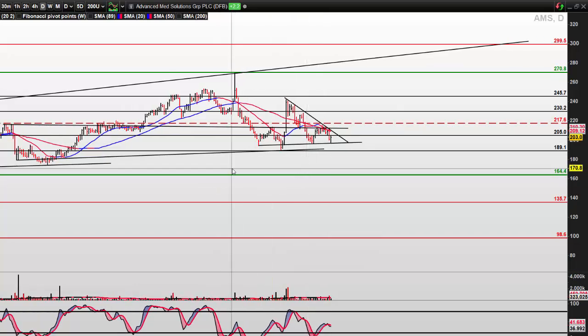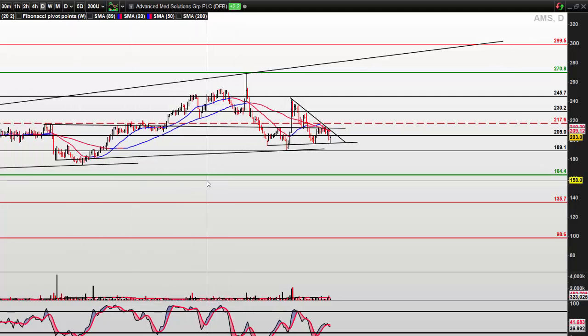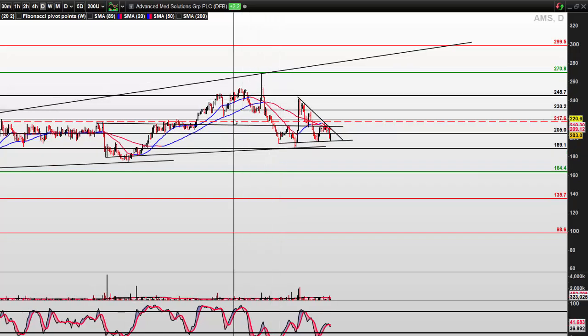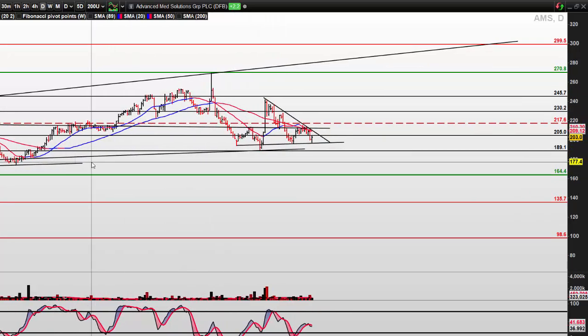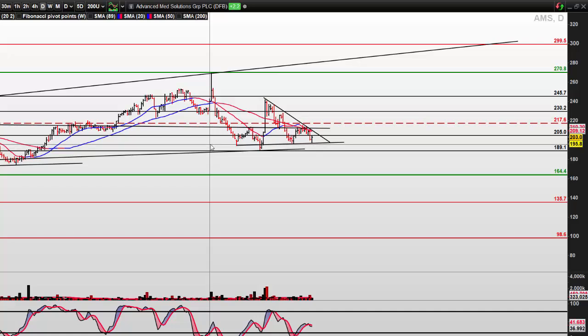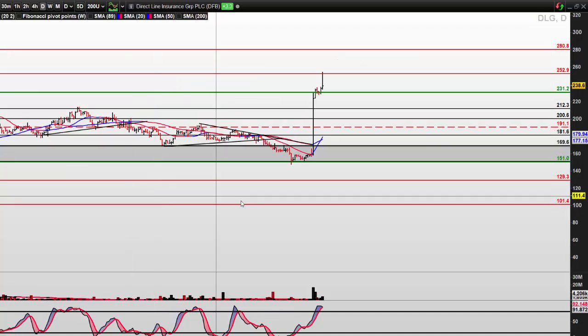So this one, AMS, Advanced Medical Solutions, looks as if that is viable at the £2 mark with stop underneath 194, with the potential to go back to £3. If that closes back under 194, leave it, because that is a potential fail signal. Talked about this one.